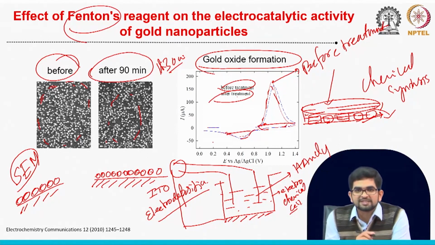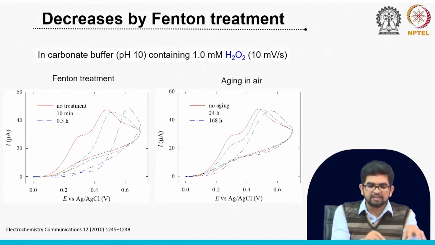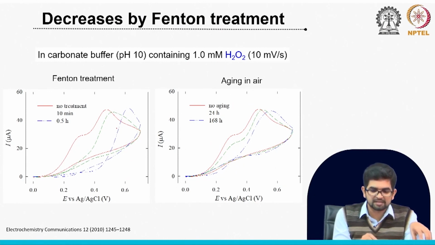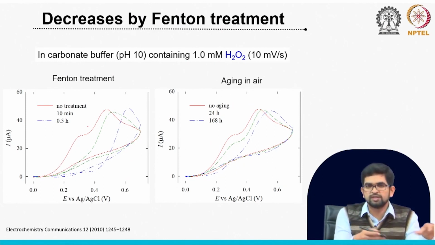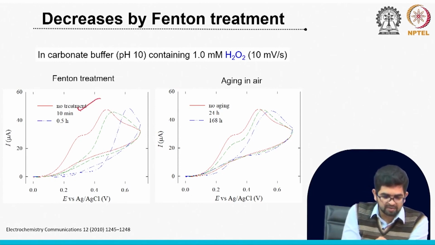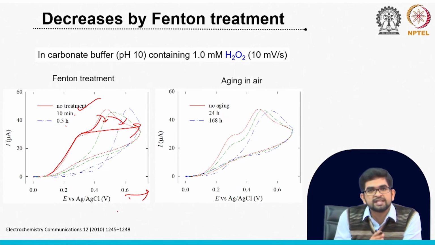Now come to the interesting phenomenon that I am going to tell you. We measured their electrocatalytic activity using the hydrogen peroxide oxidation peak; you can even try other substrates like glucose or formic acid. With no treatment, the hydrogen peroxide peak is like this, but after 10-minute or 30-minute treatment, the peak actually shifted towards the right. What is the meaning of this? If the peak shifted towards the right, to more positive potential, it means your surface deactivated.